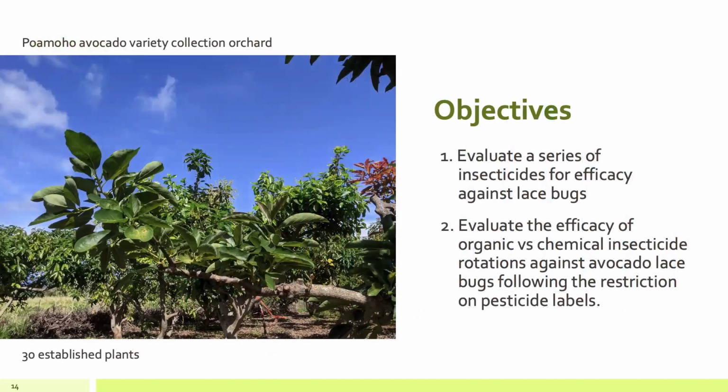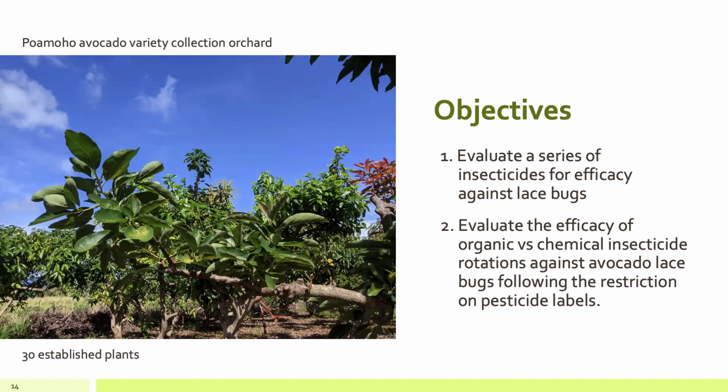So getting to our objectives, we wanted to see that rotational product. Now that we found out that pretty much all the products had some level of control, we wanted to see if we put those into a rotation, based on the number of times you could apply that product per year, what that would look like.